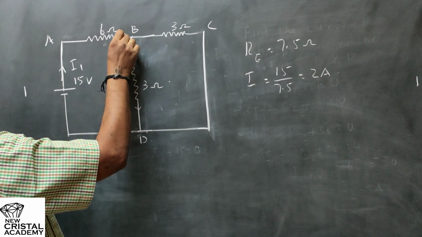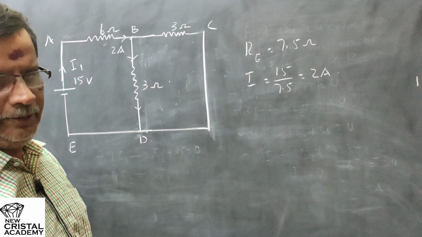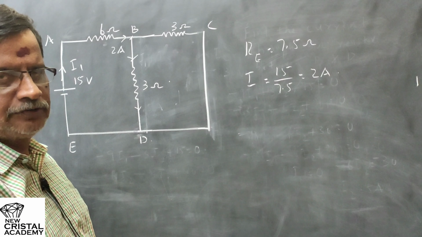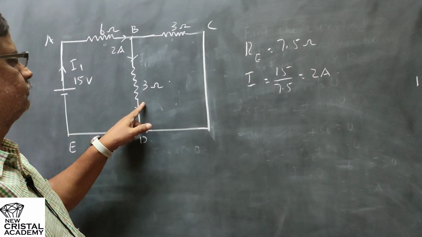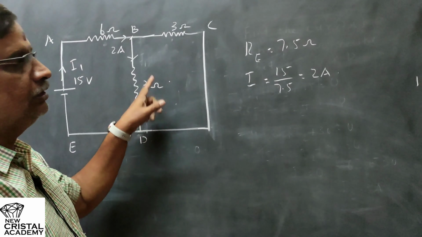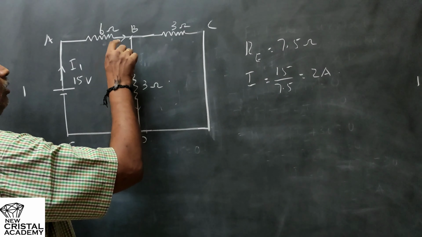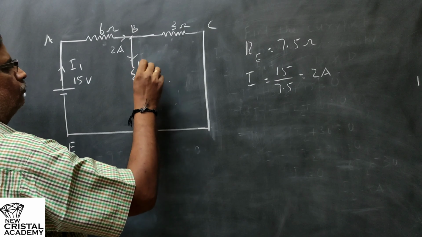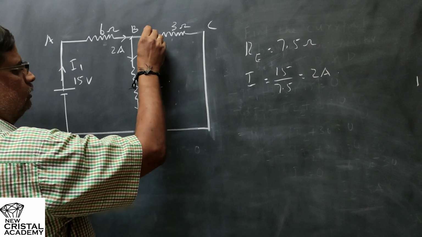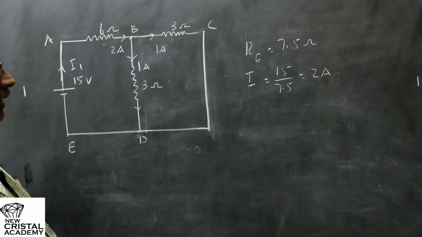That current, when it reaches here, will be split into 2. Remember, in a parallel connected circuit, the current always divides in the inverse ratio of resistances. So these two resistances are in the ratio 1:1, so the inverse ratio of them will also be 1:1. So of the 2 ampere that reaches the junction B, 1 ampere will flow through the 3 ohm resistor and 1 ampere will flow through the 3 ohm resistor connected between B and C.